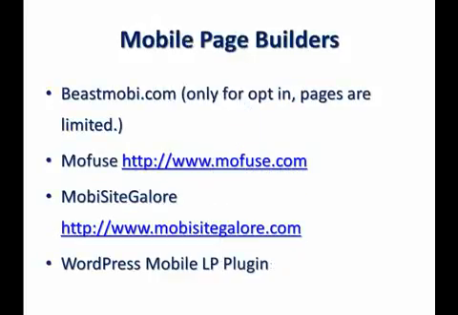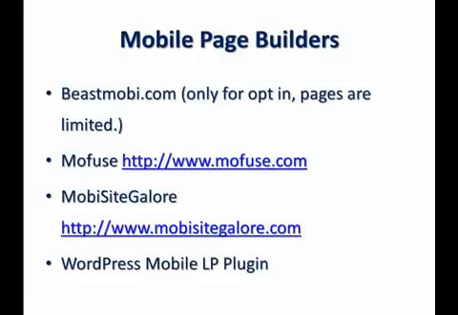So, just in conclusion on that, there's mobile page builders. There's one called BeastMobi. It only does opt-in. It integrates with Aweber. The pages are limited. It's about $67 a month. MoFuse is the one I just showed you. They have different levels of service, and it's again monthly. As is MobiSite Galore. I think for $16 a month you can make a mobile website on MobiSite Galore.